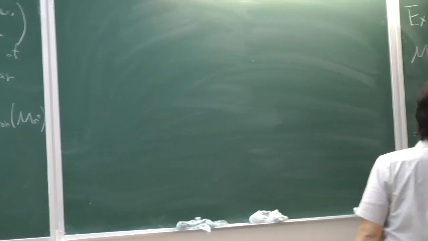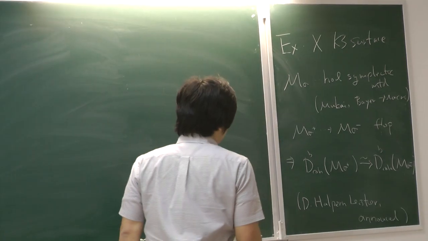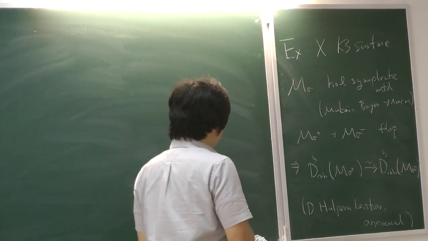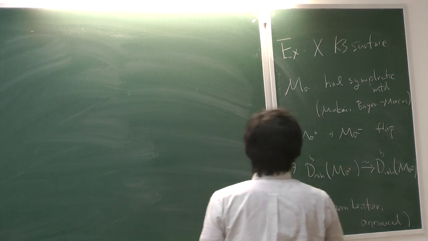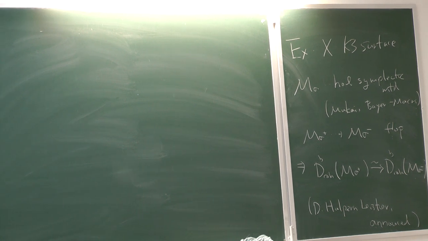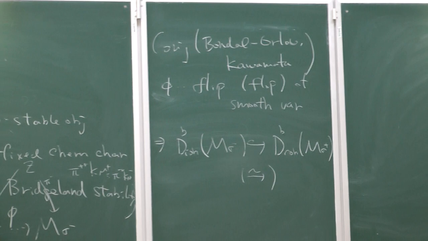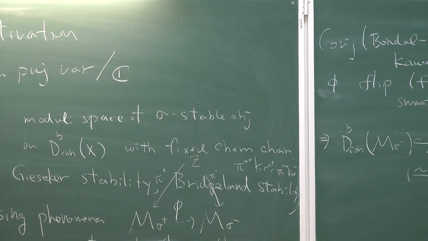Now here, by the technique of variation for GIT quotients and derived categories, he says that this can be proven. But the purpose of my talk is that I'd like to give some framework to discuss this kind of question in the case that X is a Calabi-Yau threefold.